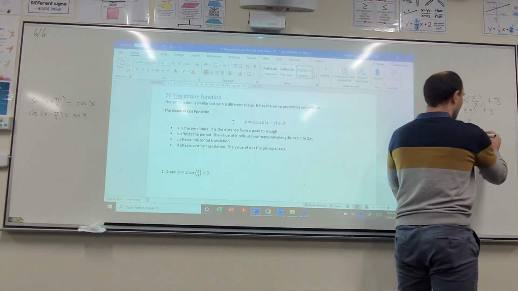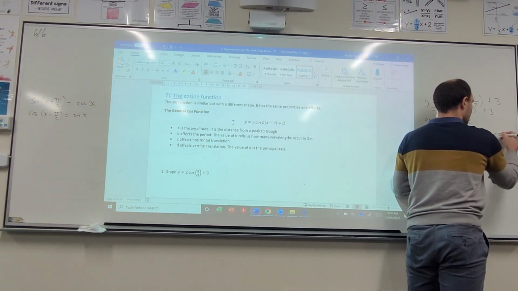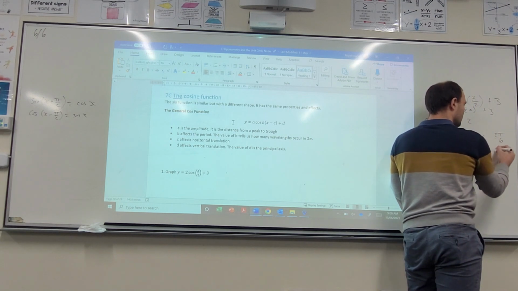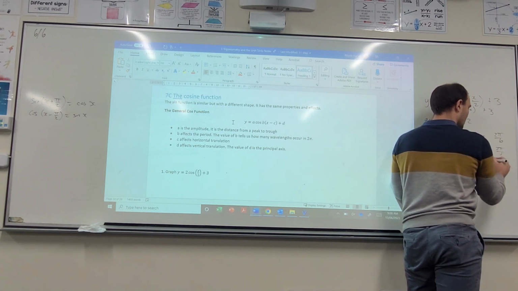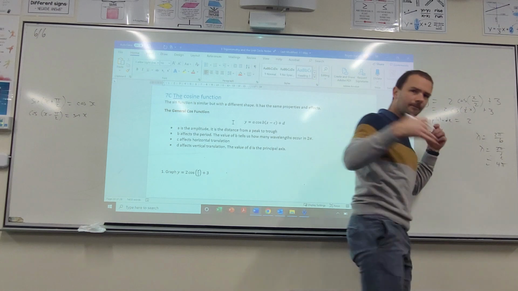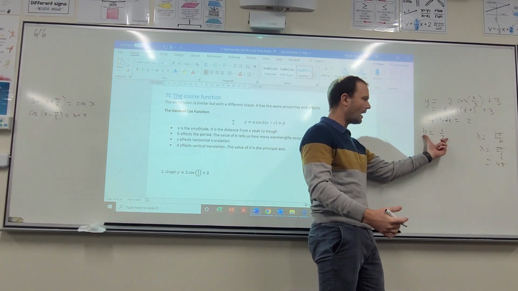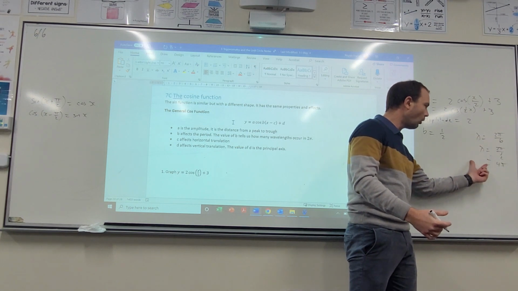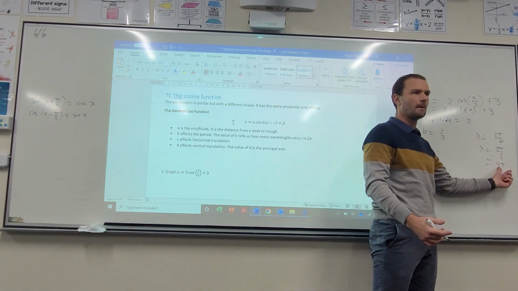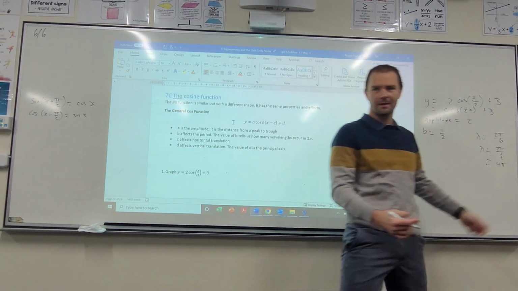Or, remember, the wavelength is 2 pi divided by B. So if we do 2 pi divided by half, we get 4 pi. And of course that makes sense, all right? If there's half a wavelength in 2 pi, well then there's one whole wavelength in 4 pi. All right, so a connection there with B.